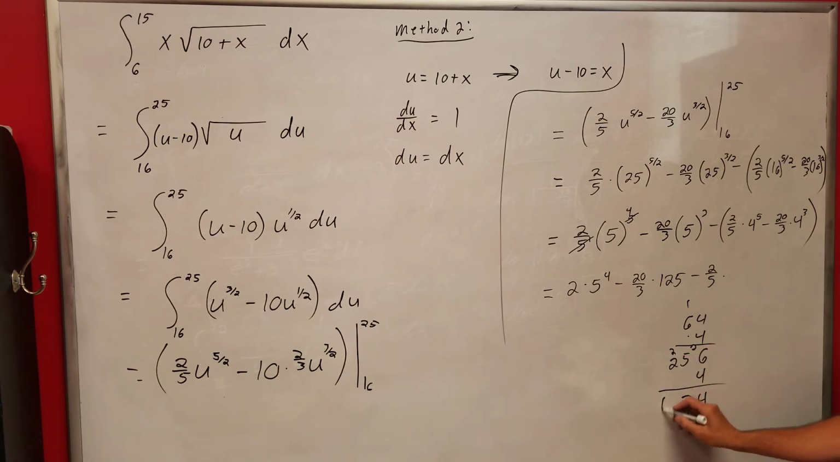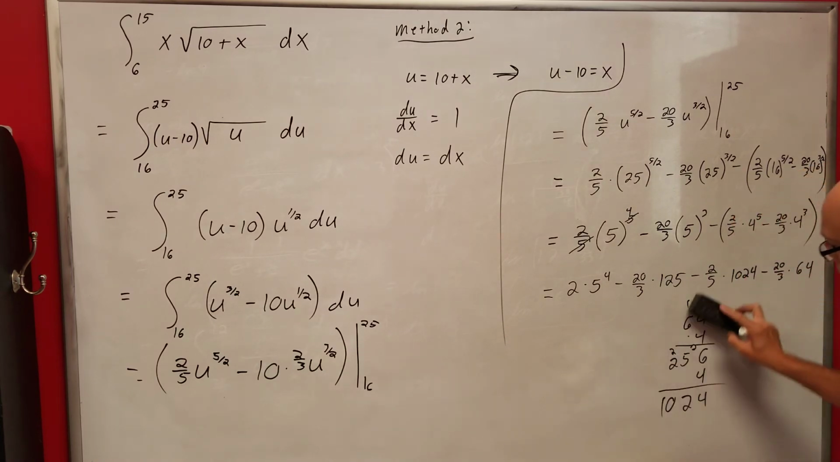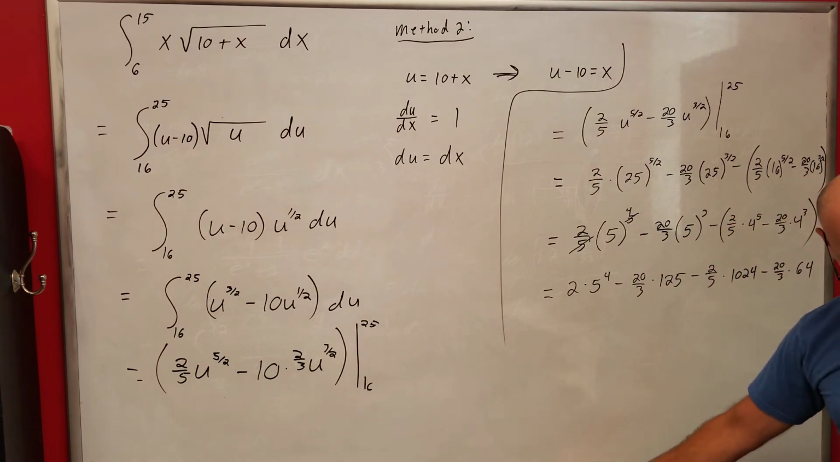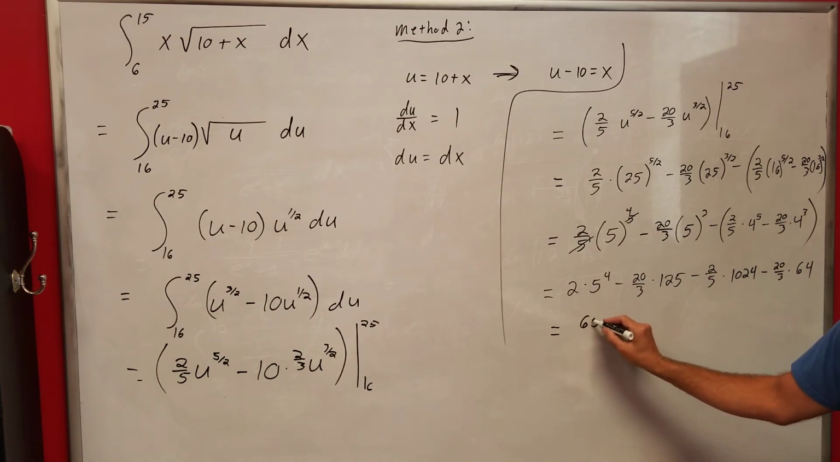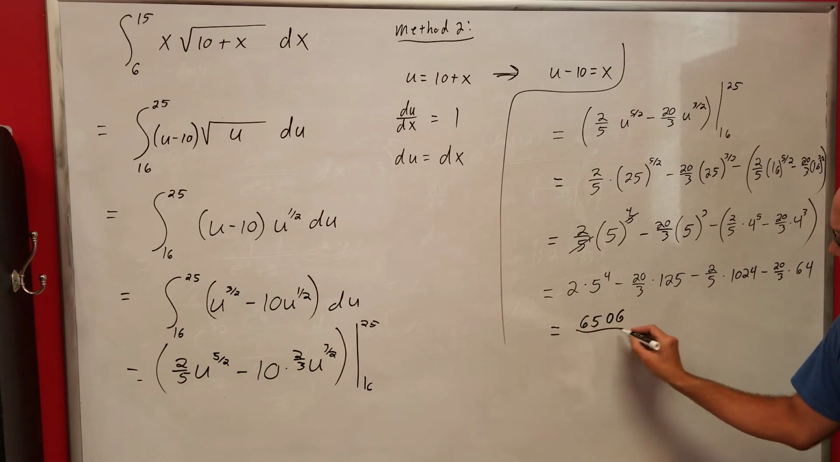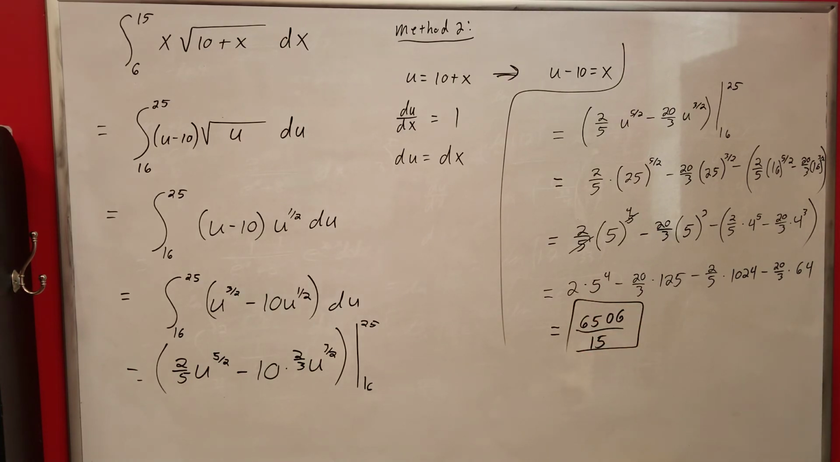1024, minus 20 thirds times what's 4 cubed? Well, we just said 4 cubed is what? 64. All right, at this point, just go ahead and throw all this in your calculator. And if you get a decimal, hit math enter, and you get 6506 over 15 for this one.